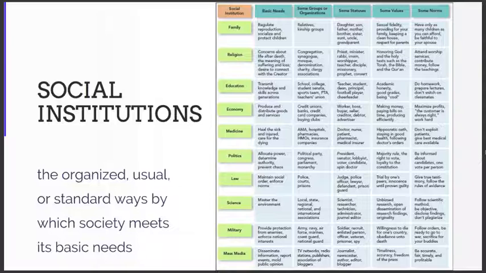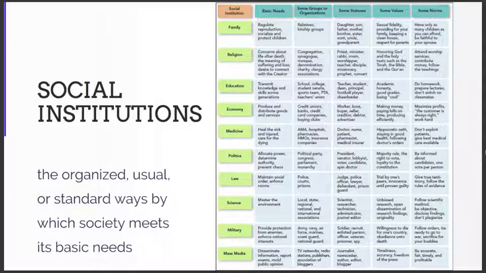This chart is in your textbook. Let me find, I have it over here somewhere. Which page is it? It is on page 104, so you can look at it closer if you need to, and you should go through it. Social institutions are the organized, usual, or standard ways by which society meets its basic needs. So the social institutions are the abstract ideas and concepts that we have, like the division of labor in a sense, the way in which we keep our society held together and functioning.